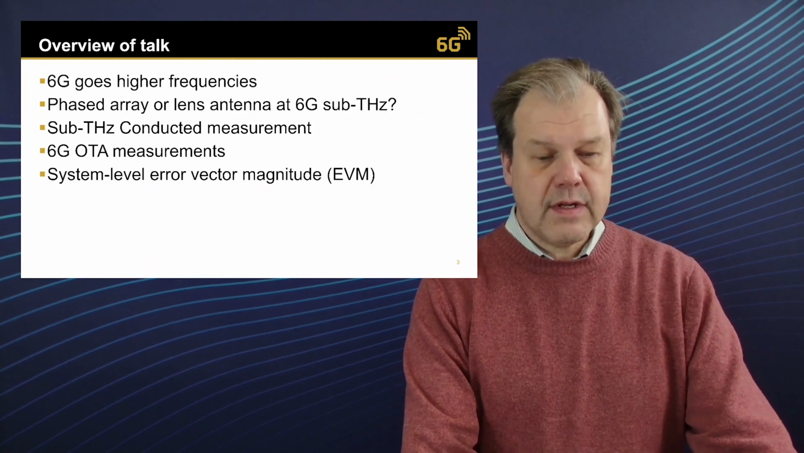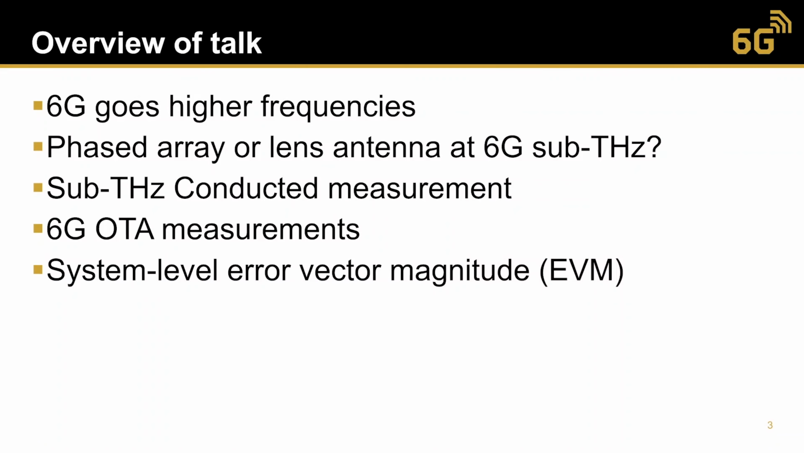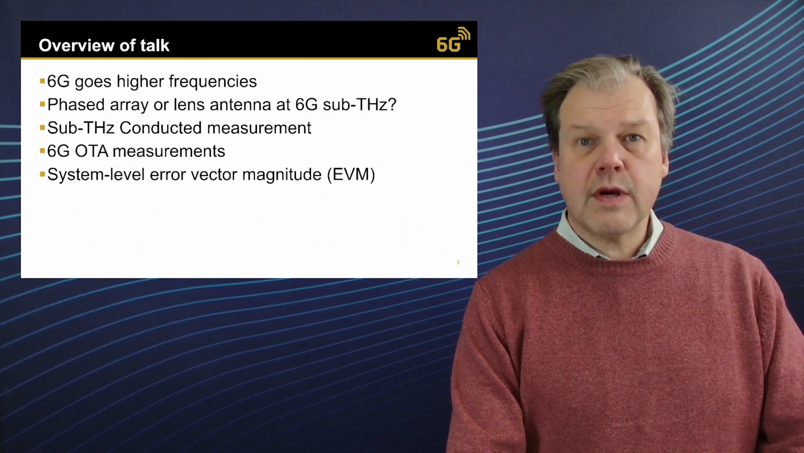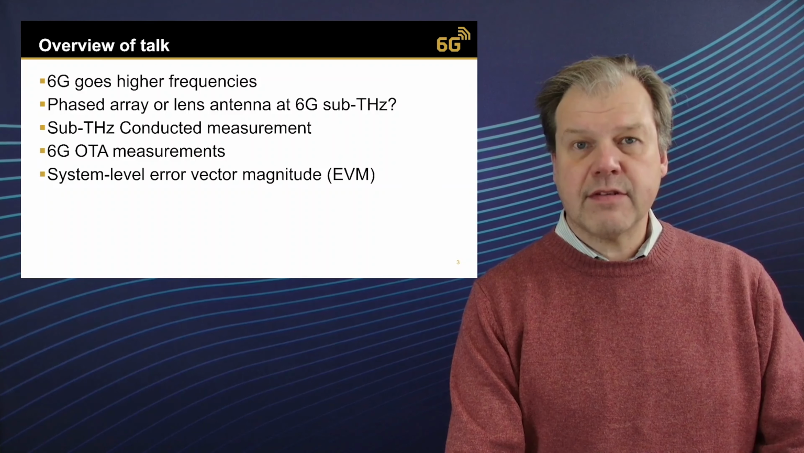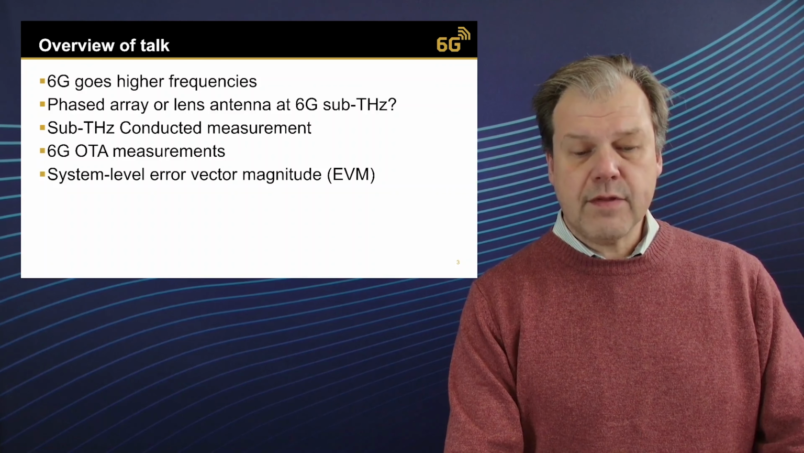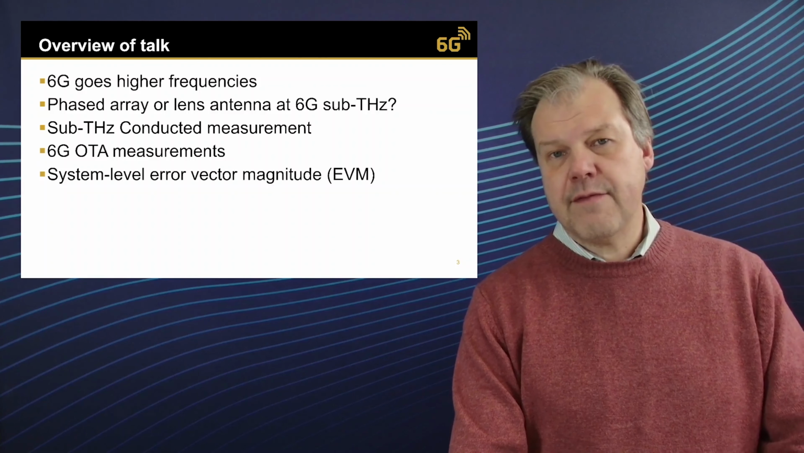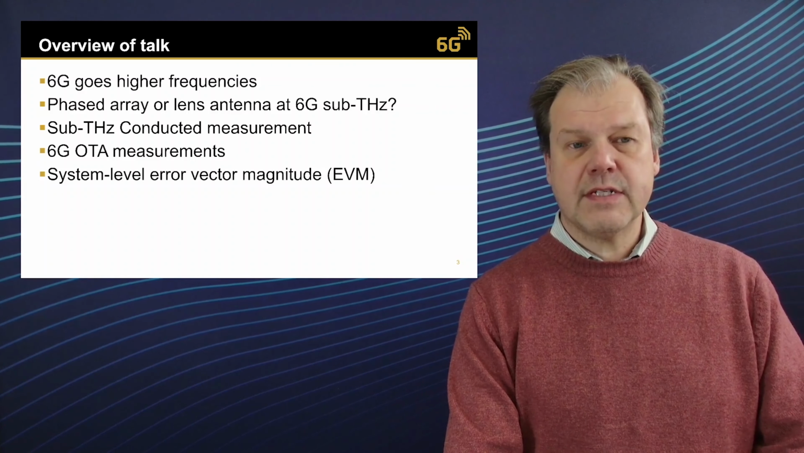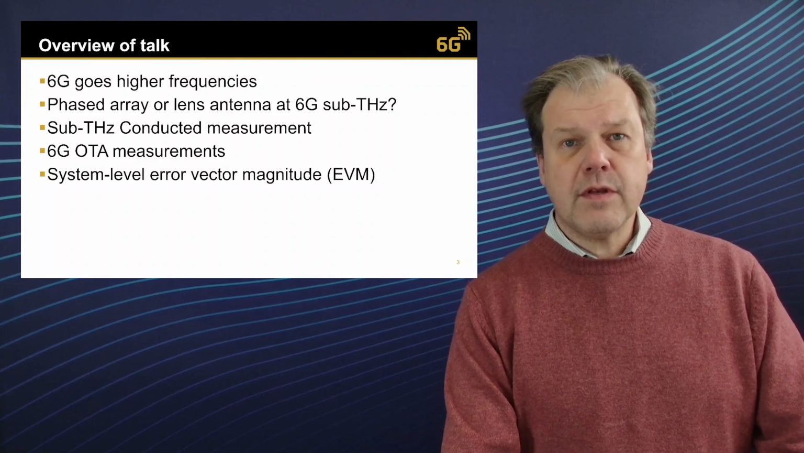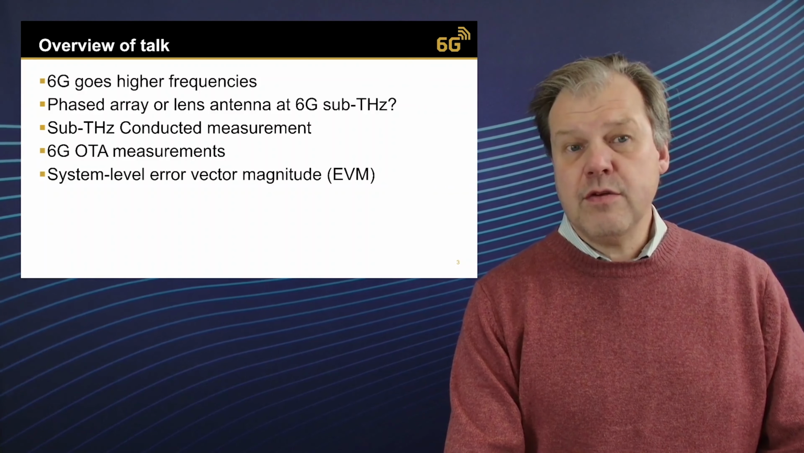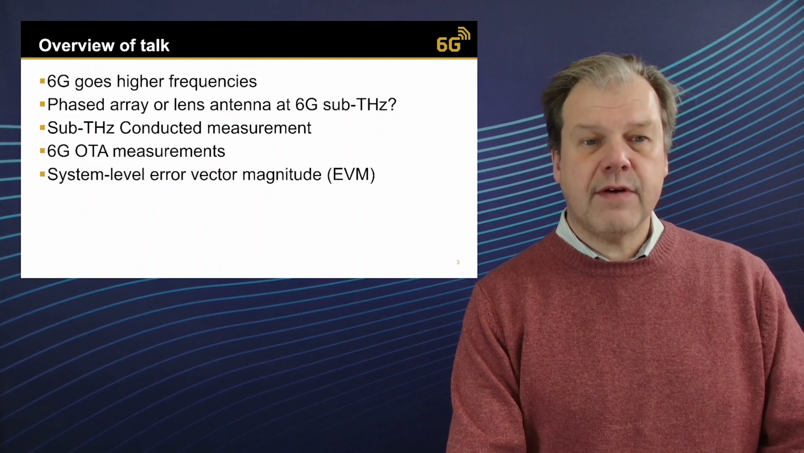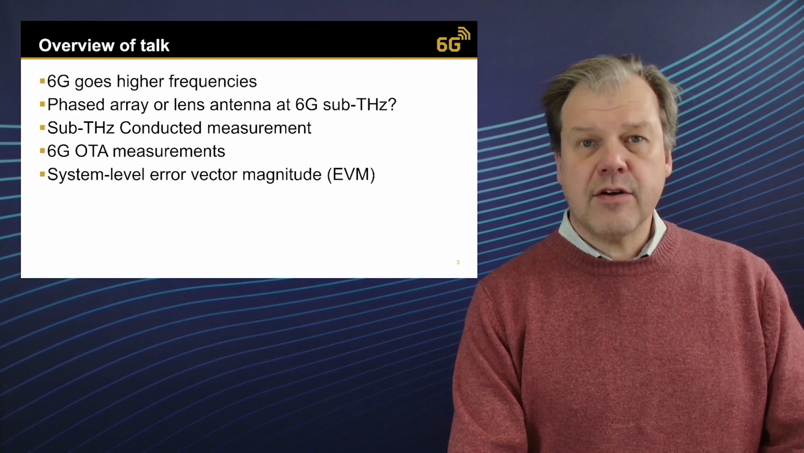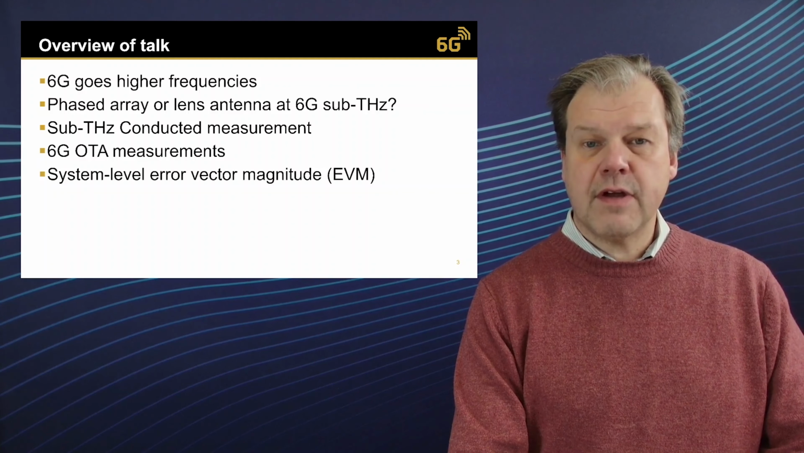So, this is the overview of my talk. First, I will discuss frequencies for 6G, which will be deployed for extreme data rate systems, and those will be significantly higher than current 5G systems. Then, one of the topics which differentiates 6G from 5G is the usage of sub-THz frequencies, which I will also cover. One of the systems currently already used in millimeter wave 5G is phased arrays, and an alternative system for 6G is the use of lens antennas.